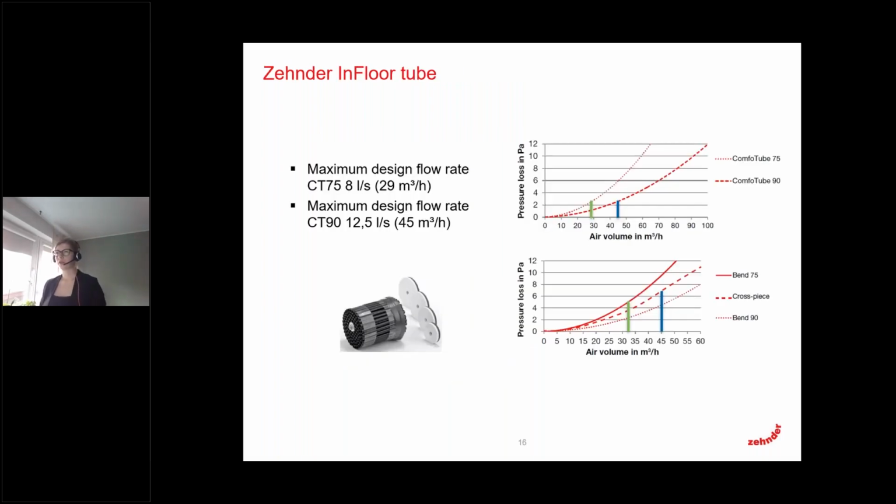Here for the ComfoTube, the maximum design flow rates for 75 are 29 cubic meters per hour, which is around 8 liters per second. And for ComfoTube 90, it's 45 cubic meters per hour, which is then around 12 liters per second. And also we can see from the graphs on the right the pressure drops for the tubes in that flow rate, and also what is the pressure drop for the system elements.